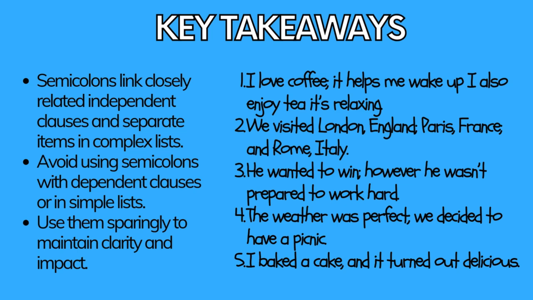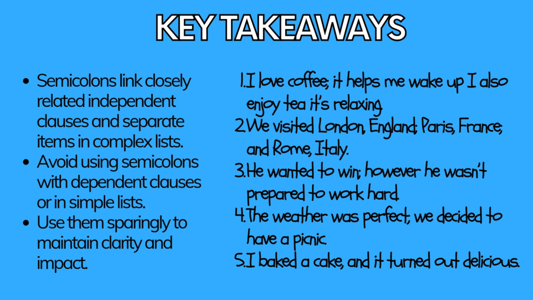Secondly, we visited London, England; Paris, France; and Rome, Italy. The semicolons are being used to separate items in this complex list because there are already commas present. Number 3: he wanted to win; however, he wasn't prepared to work hard. The semicolon comes before the conjunctive adverb, however, to connect the two clauses.